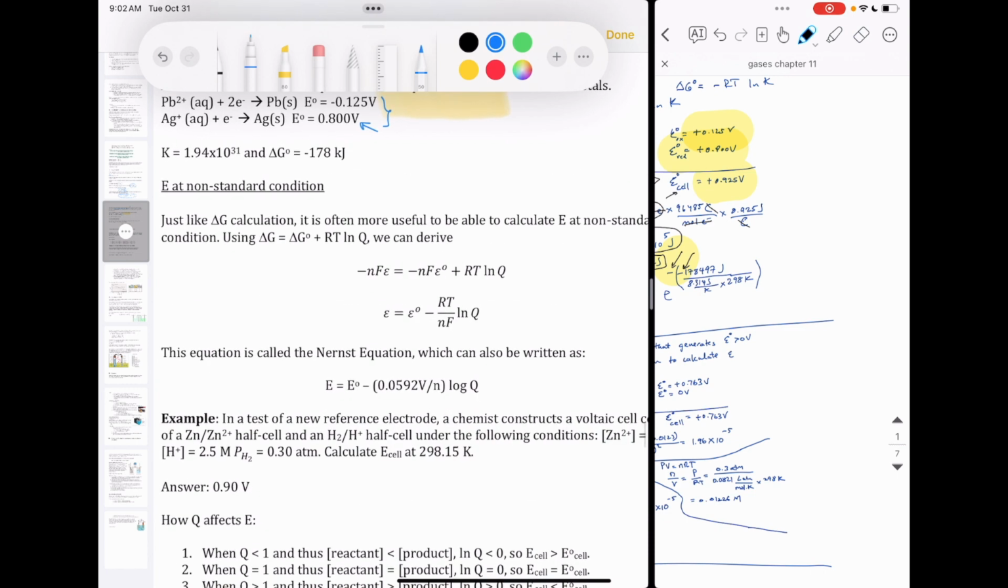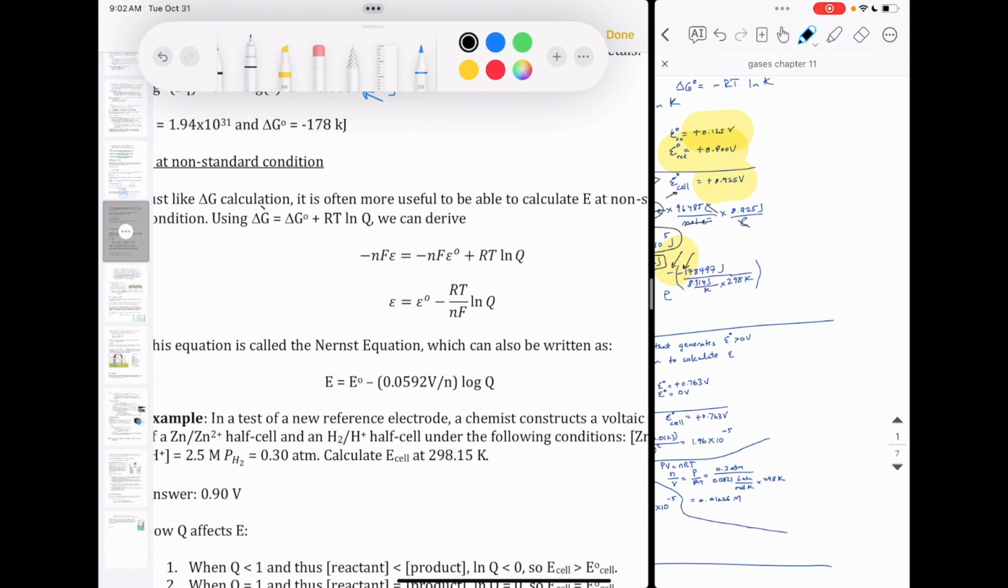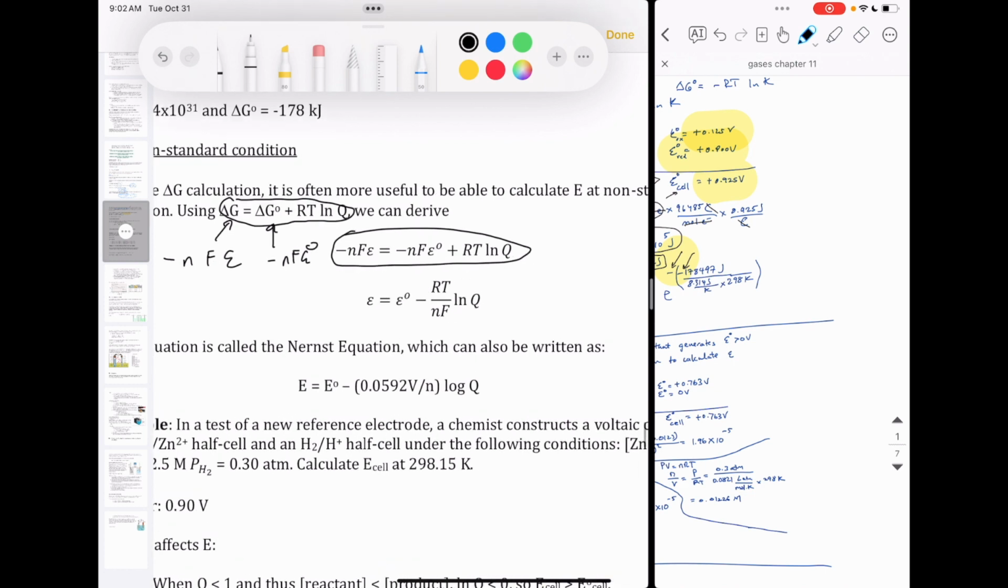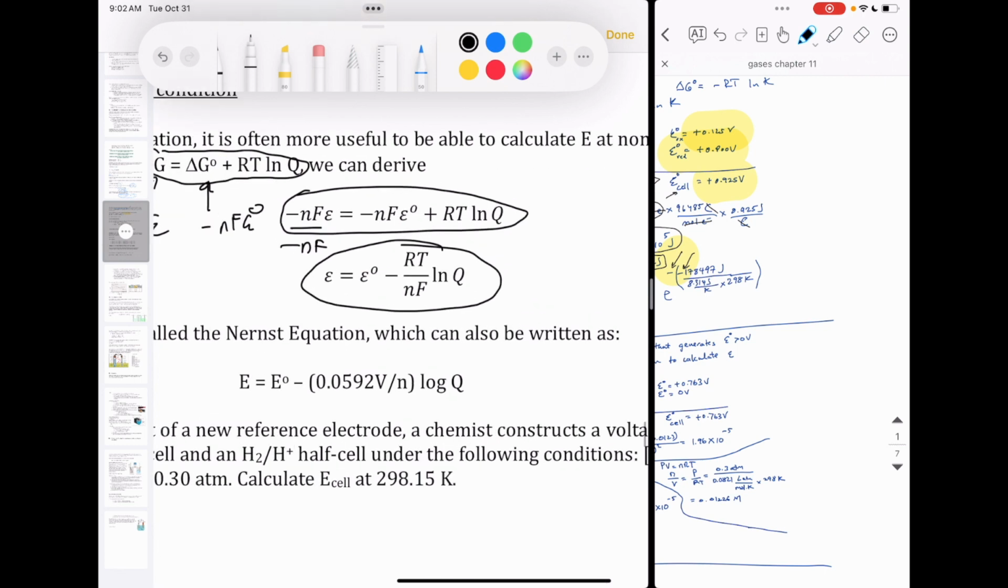So we can relate the non-standard voltage with non-standard delta G as follows. So keeping in mind that delta G itself is equal to delta G standard plus RT ln Q. So if delta G is negative NFE, then delta G standard is going to be equal to negative NFE naught, right? And that's what this equation is showing. It's basically a rewriting of the delta G equation in terms of voltage. And if I divide both sides by negative NF, then I should get this equation right here.